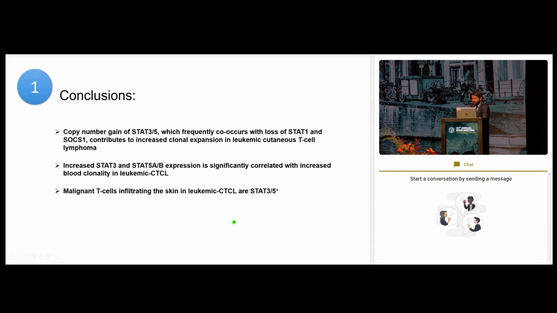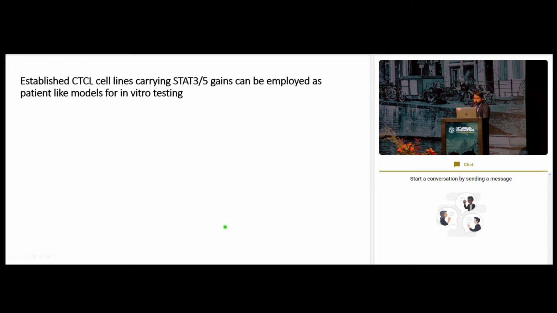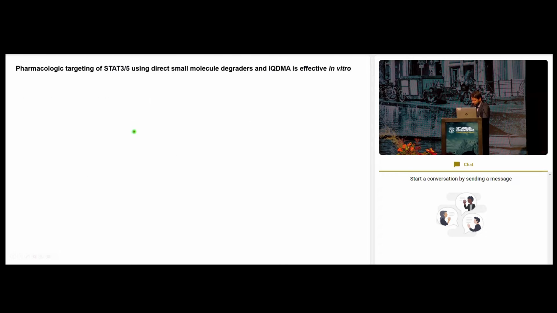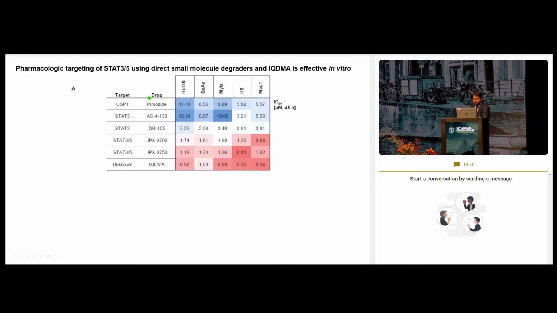Indeed, we can use STAT3 as a marker for this disease, and then we check if it is targetable or druggable. For that, we need cell lines because the primary cells are limited. We see that cell lines like SeAx and Myla are usable. You can see that these cell lines have a STAT3 gain and also STAT1 loss and so on. So we decided to use cell lines further for drug screening, and here is a picture.